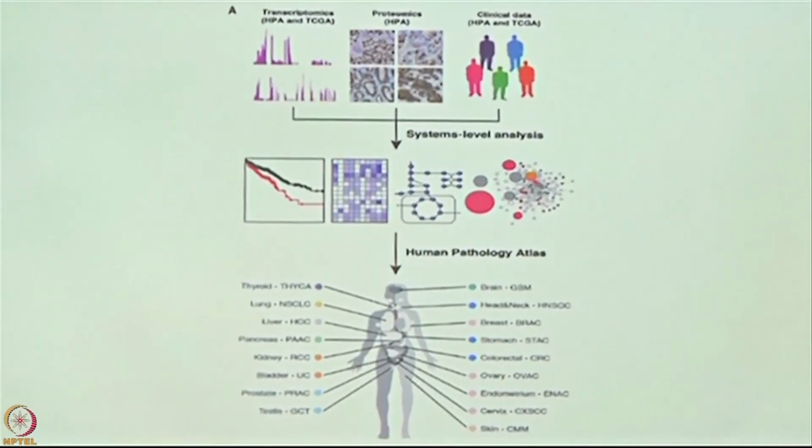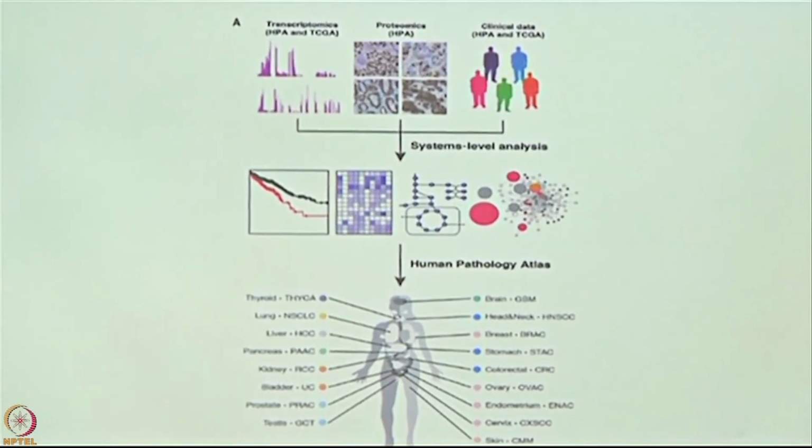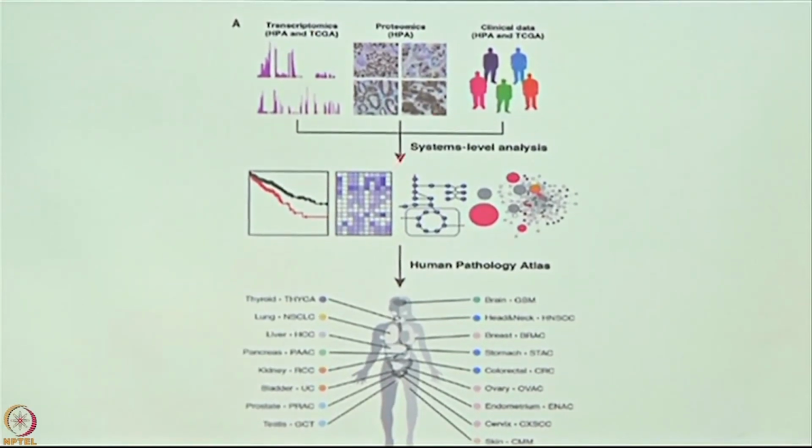How do you make that cold chain? So the transcriptomics was taken from the Cancer Genome Atlas and the HPA. The HPA contains the immunohistochemistry stained images, and the clinical data was got both from HPA and the Cancer Genome Atlas. A systems level analysis was done that gave rise to the Human Pathology Atlas. So when you look at this diagram on the website, you can click any of these cancers and you will be taken to that data.